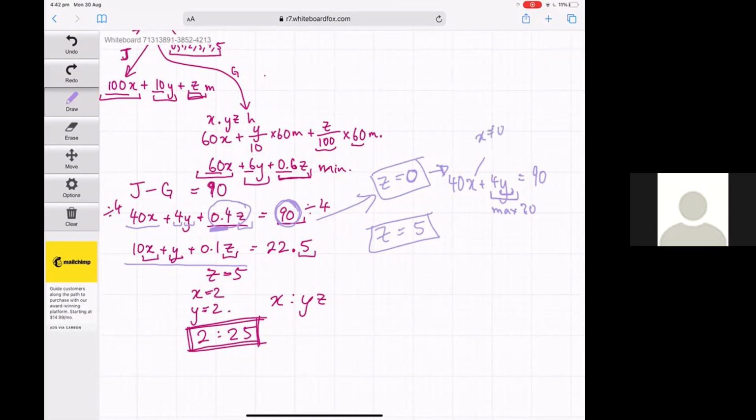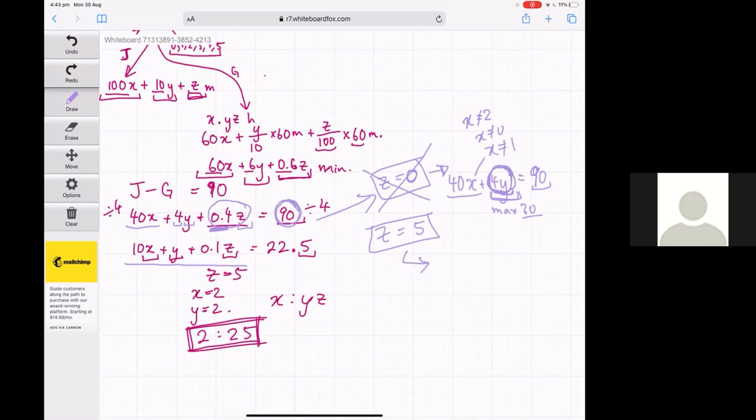X also can't be 1, because if x was equal to 1, then 4y would have to equal 90 minus 40, which is 50, but we know that this term has a maximum of 20, so x can't equal 1 either. And if x was equal to 2, then we would need 4y to equal 90 minus 80, but then y wouldn't be an integer, so that's not possible either. And x can't be greater than 2, otherwise this would be negative. So from reasoning like that, you can get rid of this case.